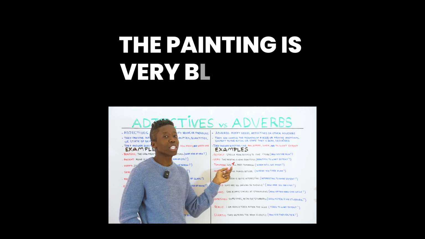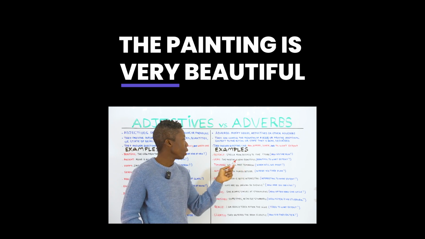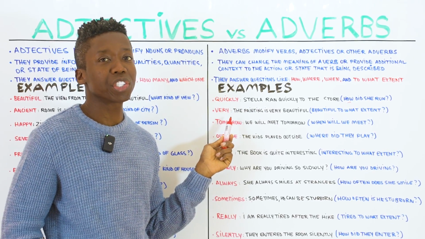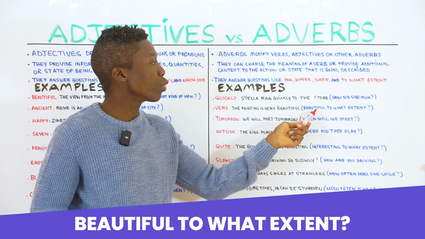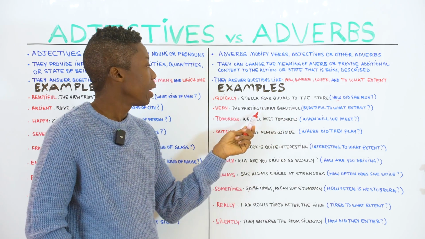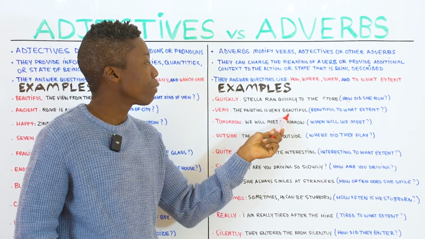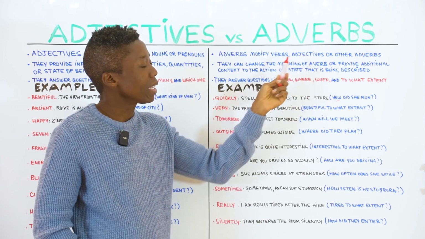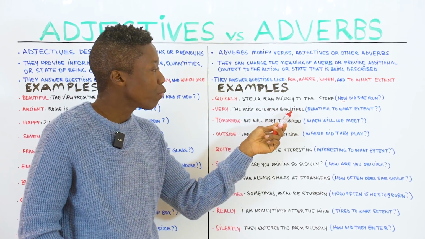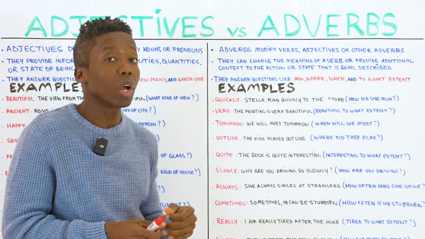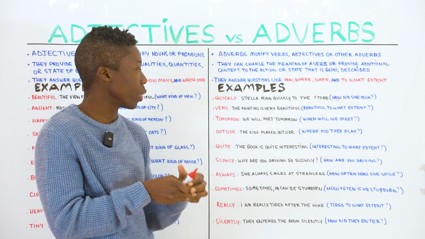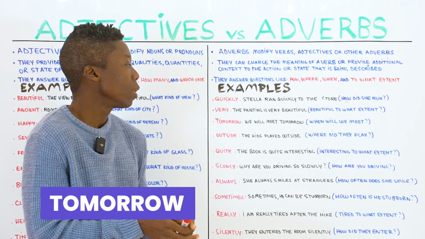Very, that's an adverb. The painting is very beautiful. How do we know that this is an adverb? Because beautiful to what extent? So here, you see, this is an adjective. This adverb is modifying this adjective, right? We said that it modifies adjectives. It's modifying this adjective. Beautiful to what degree? Well, very beautiful. That is the extent. That is the degree.